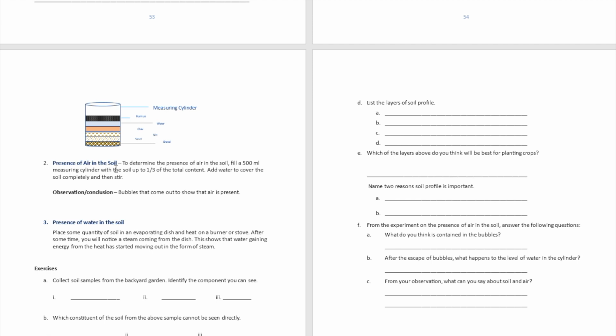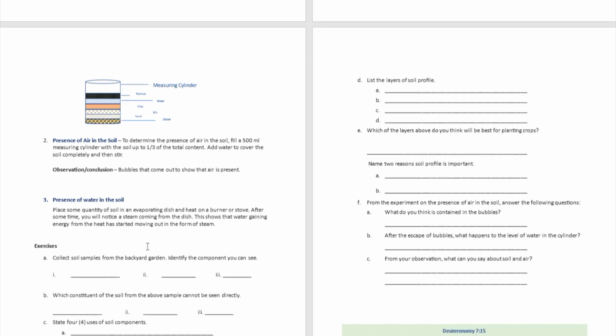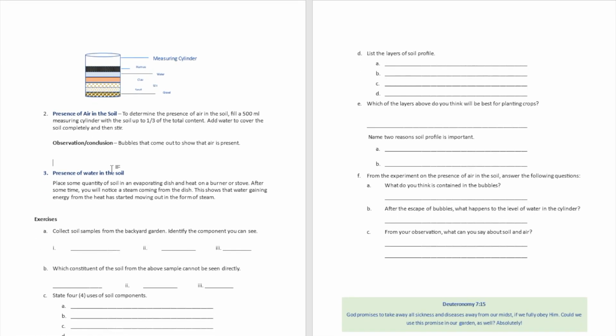There is air in the soil. To determine the presence of air in the soil, you can fill your jar with soil up to 1/3 of the total content. Add water to cover the soil completely, and then stir. What you are going to see is bubbles start to come out to show that there is air in the soil. And there's the presence of water in the soil, so we can prove that.